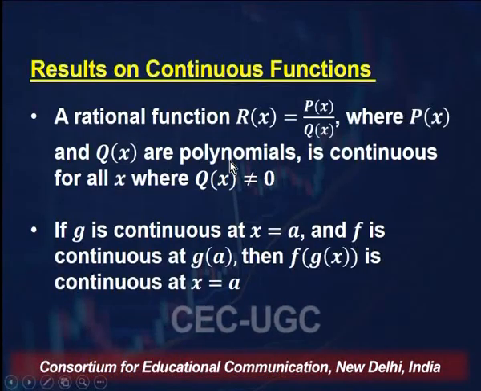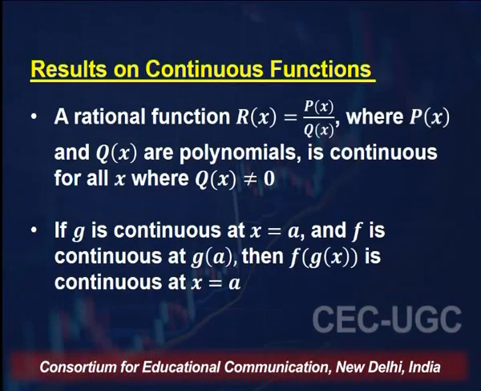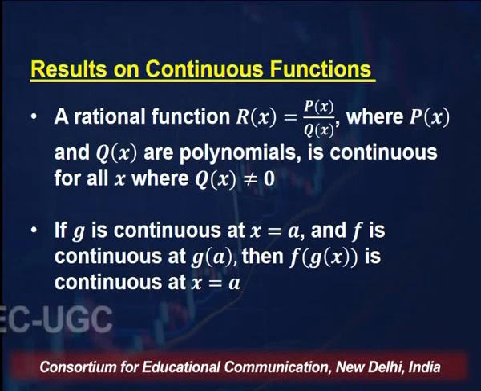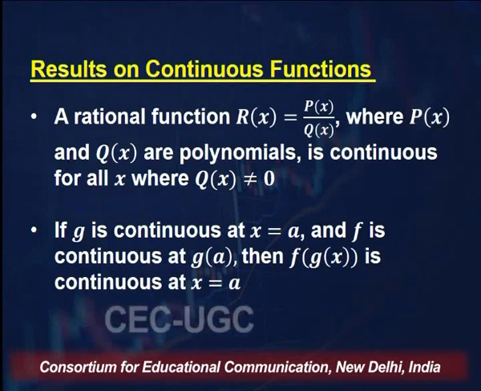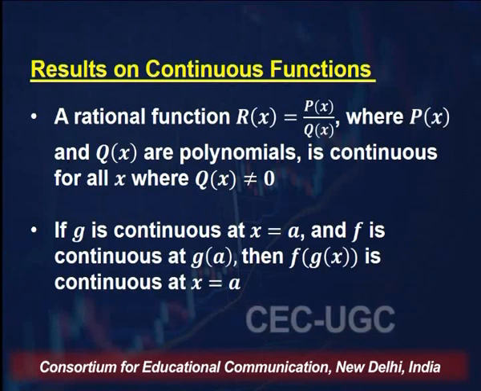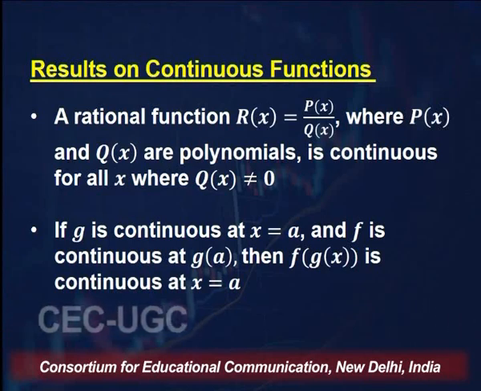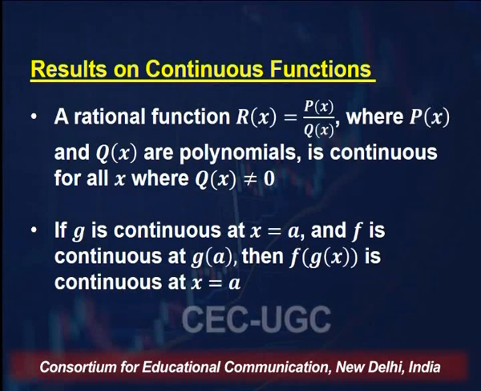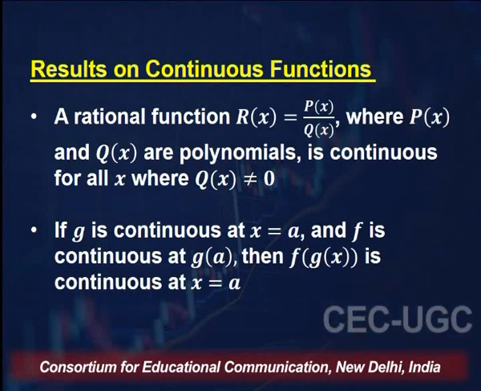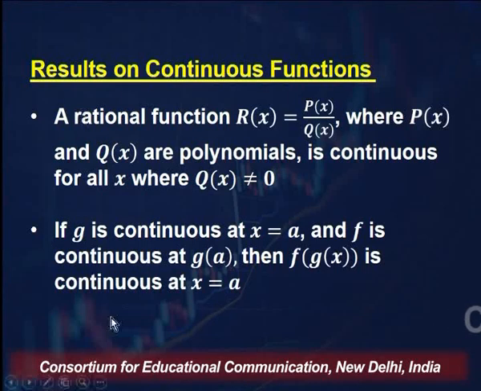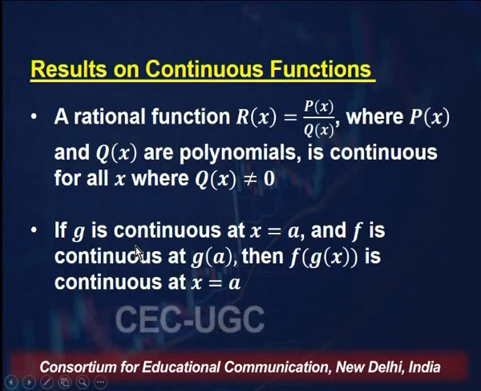This is related to the third point that we made, that if you have a rational function r of x equal to the polynomial p of x divided by the polynomial q of x, that is going to be continuous for all values of x as long as the denominator is not equal to 0. This is a very important point which we'll take into account in one of our problems.